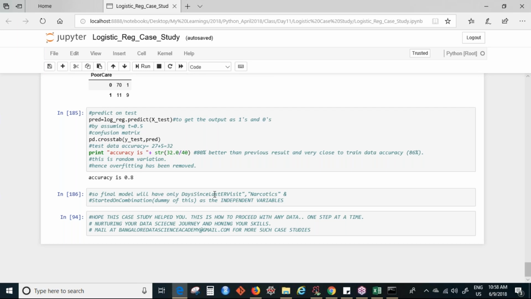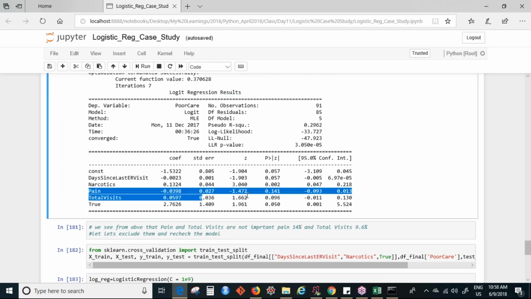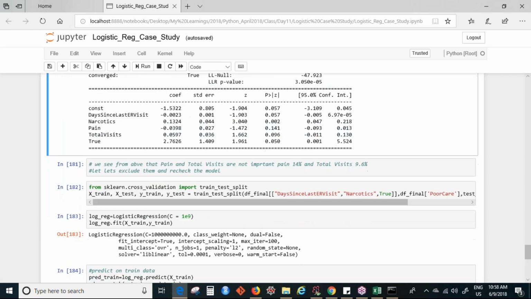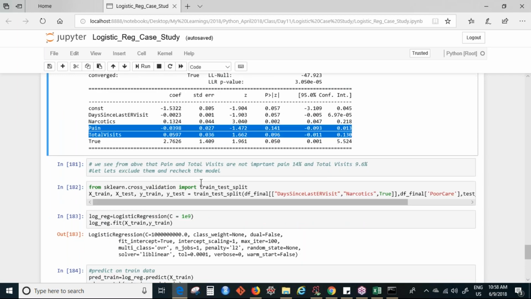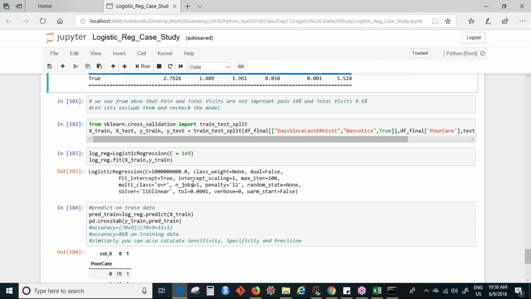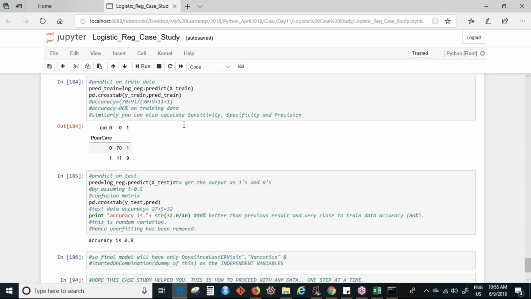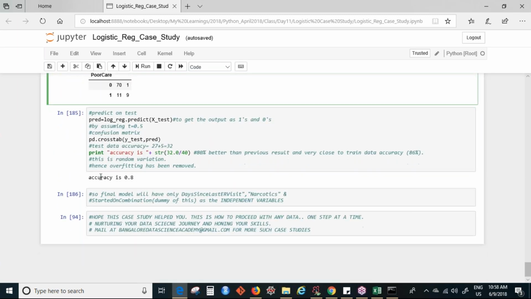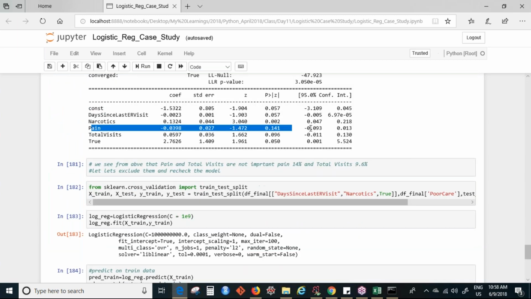Okay, so I have done it here actually. I have excluded the pain variable now. What I have done next is I have excluded this pain variable, and then I have run the model again. And now when I run it again, I get an accuracy of 80% on the test data also. So including the pain variable, it was overfitting the model, because see, this was insignificant.